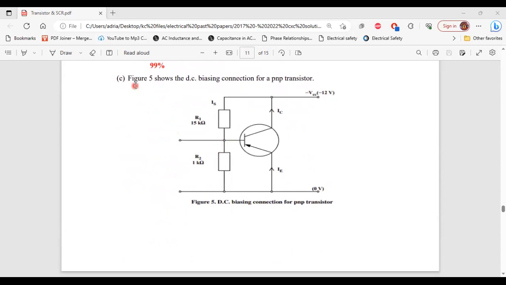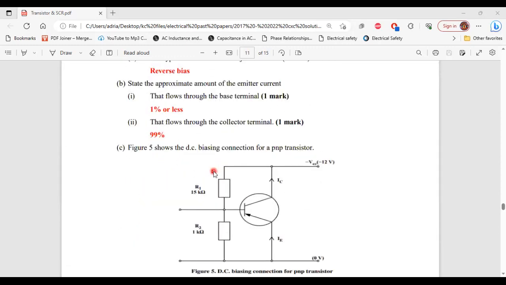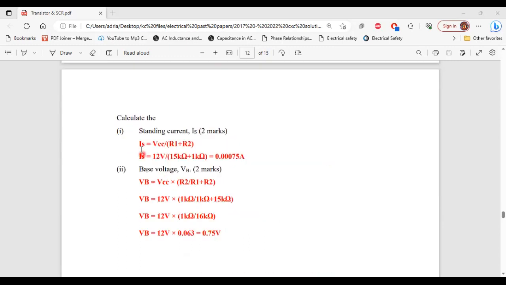For part C, it says figure 5 shows the DC biasing connection for a PNP transistor. It says calculate part 1, the standing current IS. So IS is the current that is flowing through resistor R1 and resistor R2. So IS is equal to VCC divided by R1 plus R2. That will give us 12 volt divided by 15 kilo ohm plus 1 kilo ohm. That will give us 0.00075 ampere. So that's it for part one.